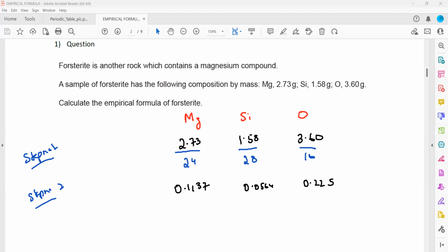Now, what is the next step? Divide by the smallest value in the combination. Which value is the smallest in this combination? 0.0564. So we divide all of them by this value: 0.0564, 0.0564, and 0.0564. What is this number when we divide? 2.0159.